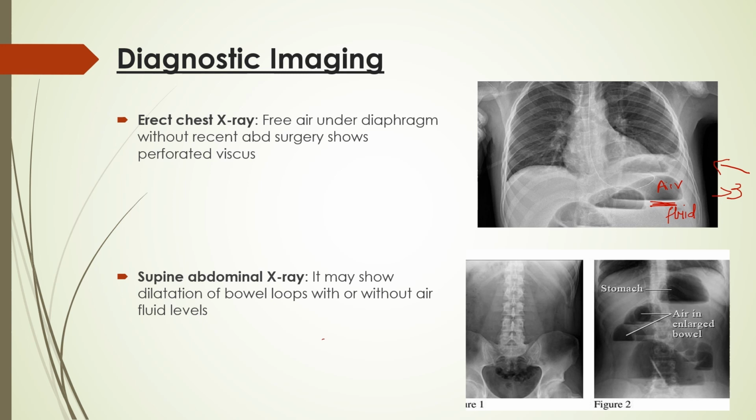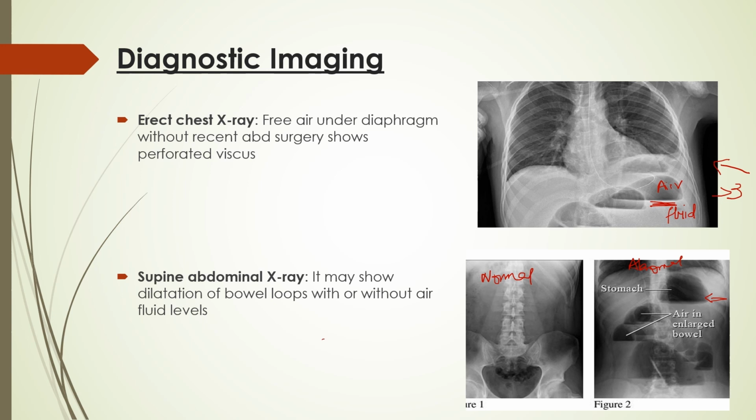If we get a supine abdominal X-ray done, we can see dilatation of the bowel loops with or without air fluid levels. This is a normal AXR, whereas this is an abnormal AXR. This shows here an air fluid level and enlarged bowel.